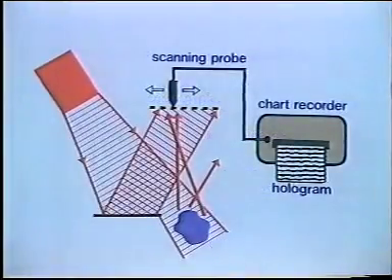Well, this next picture shows us the solution. Rather than the plate, we have a scanning ultrasonic transducer, or probe. And this is virtually a point source receiver, and it scans across the surface, picking up the waves in that plane point by point. And as it does so, the output is recorded on the chart recorder, point by point, so forming the hologram.